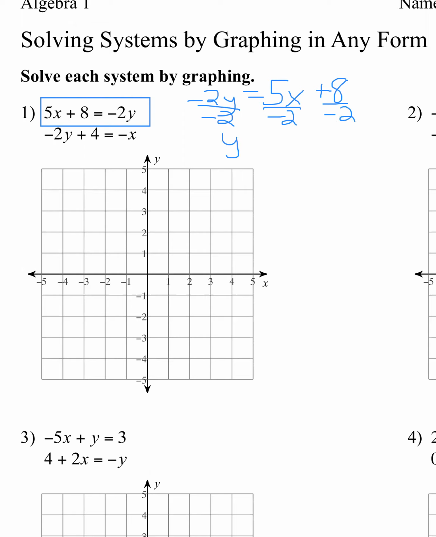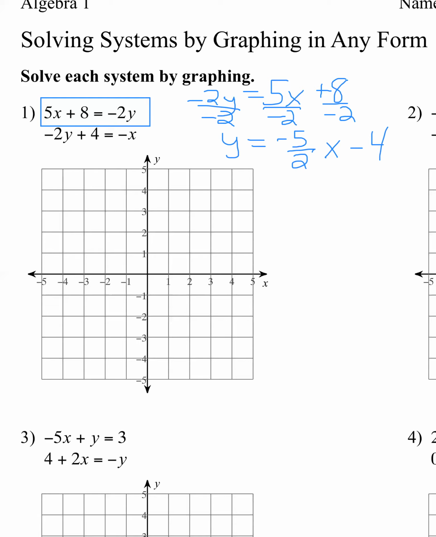So now I have y by itself. Remember how to write this chunk right here? I'm going to move the negative upstairs, and I'm going to leave it as -5/2, and I'll put the x over on the side. And then +8 divided by a -2 gets me a -4. Okay, so now I have that equation in slope-intercept form, and it's good to go. All right, so let's go ahead and graph that.